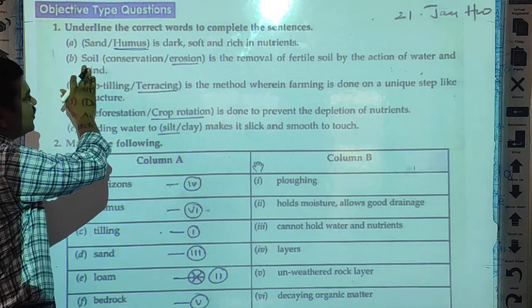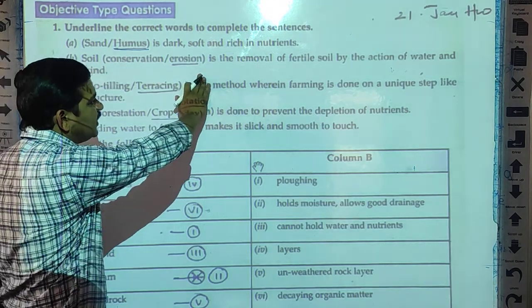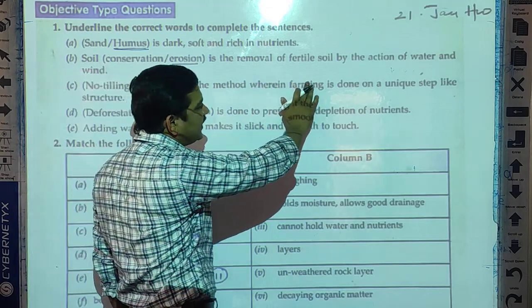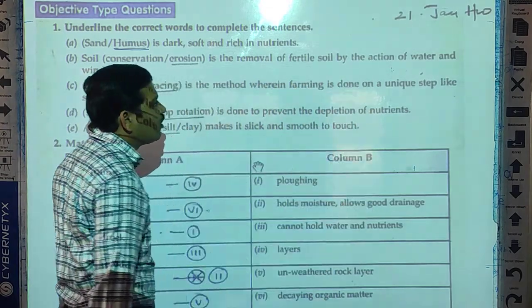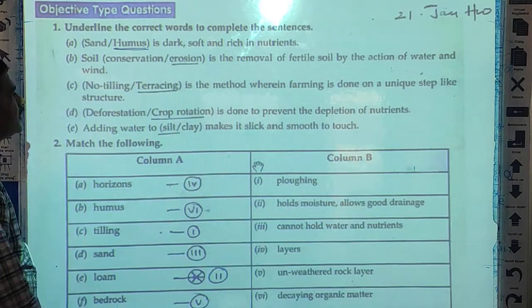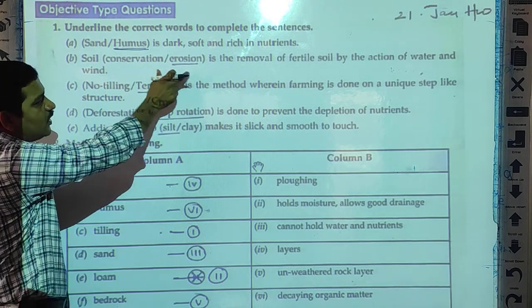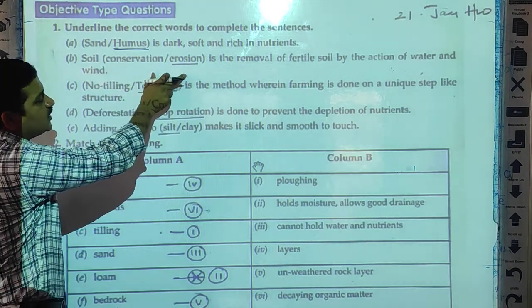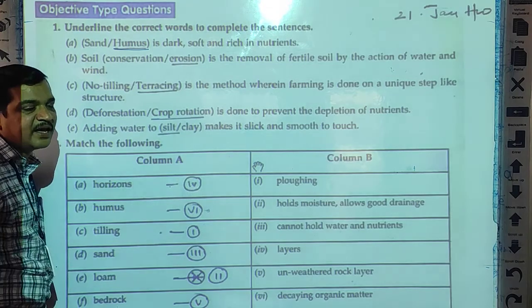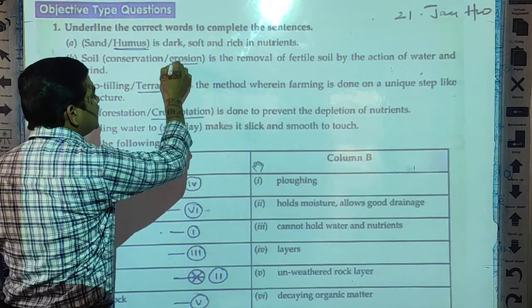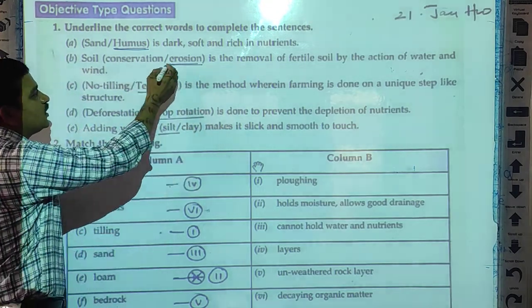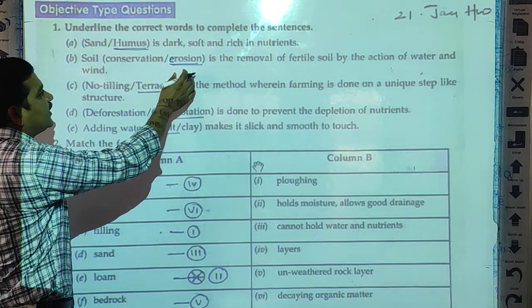Second question: dash is the removal of fertile soil by the action of water and wind. That is called conservation or erosion. Soil erosion is the removal of fertile soil, so the answer is soil erosion. Okay students, underline soil erosion.